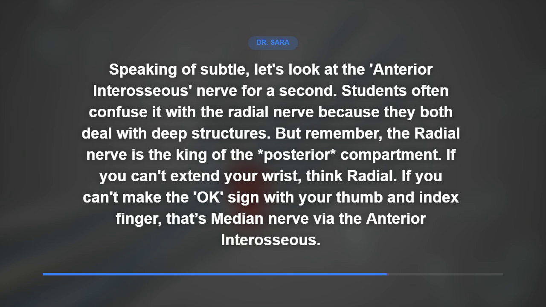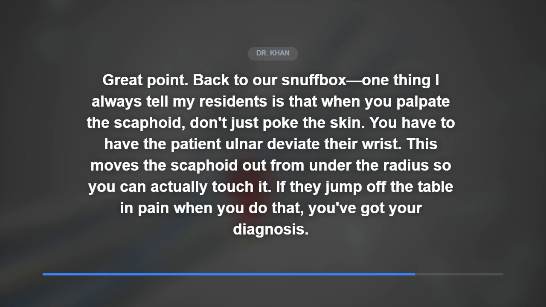Speaking of subtle, let's look at the anterior interosseous nerve for a second. Students often confuse it with the radial nerve because they both deal with deep structures. But remember, the radial nerve is the king of the posterior compartment. If you can't extend your wrist, think radial. If you can't make the OK sign with your thumb and index finger, that's median nerve via the anterior interosseous. Great point. Back to our snuffbox.